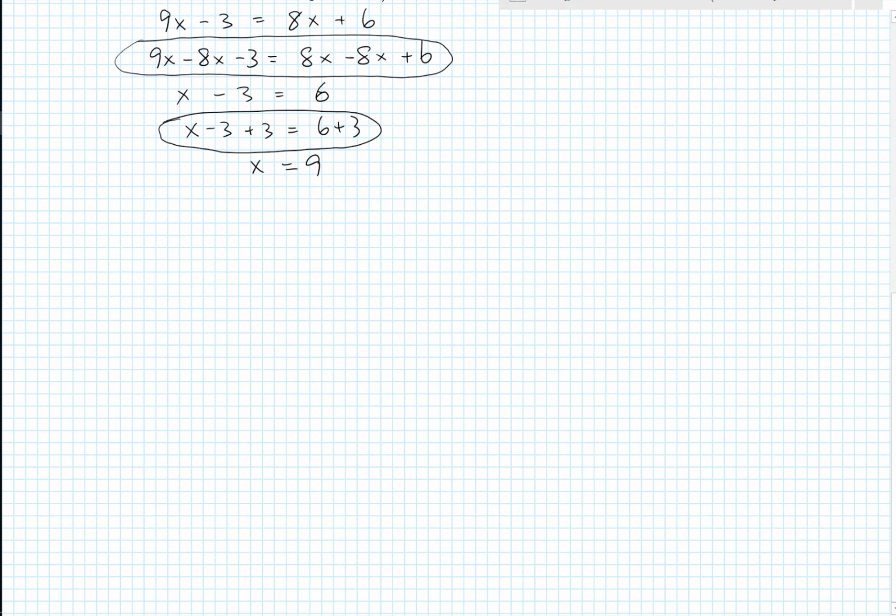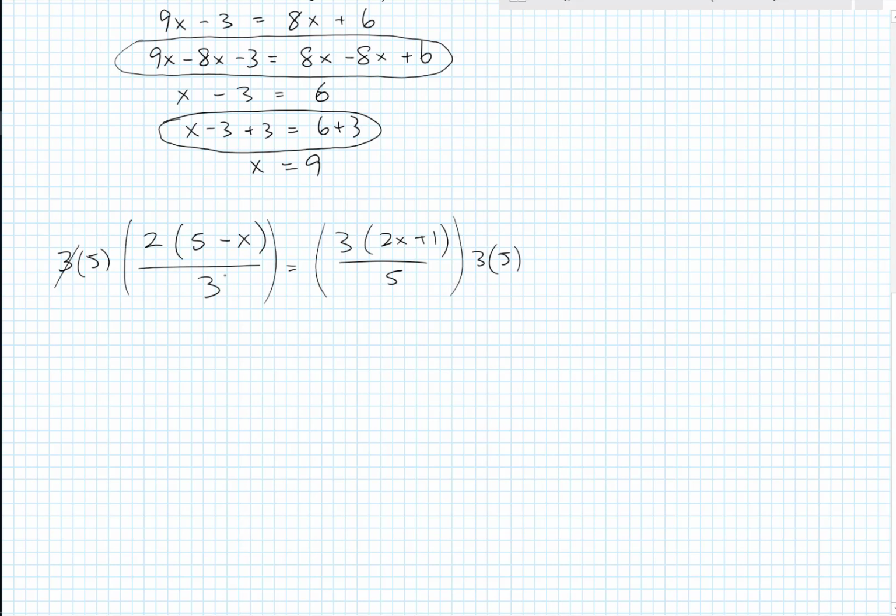All right, so let's take a look at another example. This one, again, similar, but a little bit more involved. So what if we have 2 times 5 minus x all over 3 equal to 3 times 2x plus 1 all over 5. So once again, my suggestion, first step, get rid of the fractions, multiply by the lowest common denominator, which would be 15, or the least common multiple of 3 and 5. Again, if you just write it as 3 and 5, you'll see that what happens is you end up canceling out on the left the 3's and on the right the 5's.